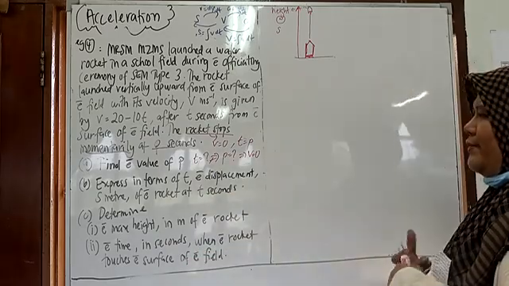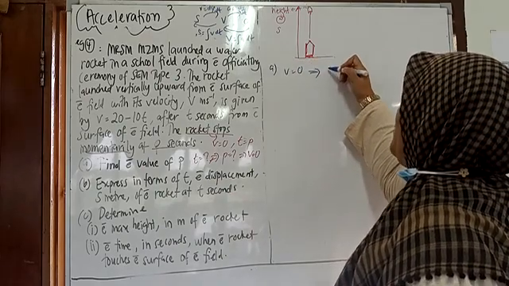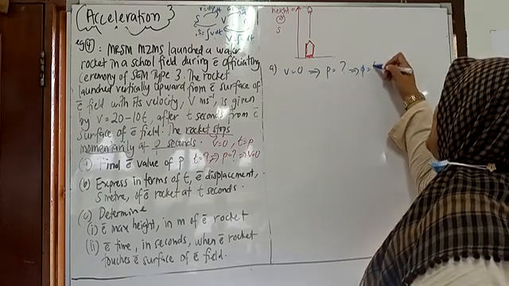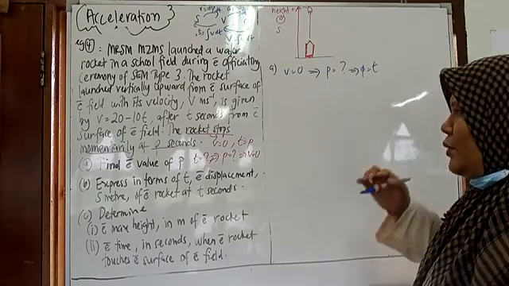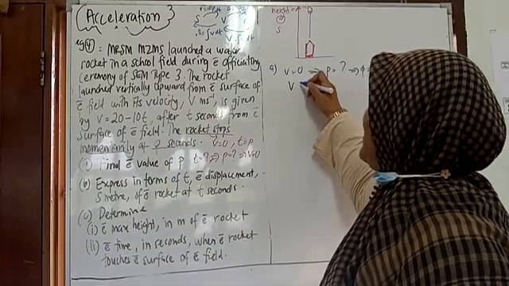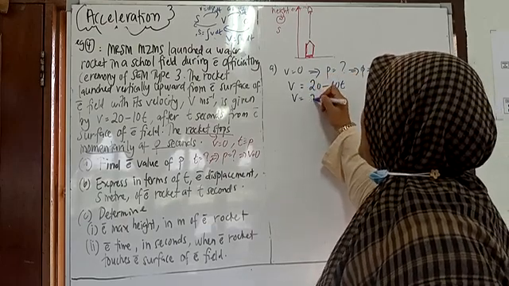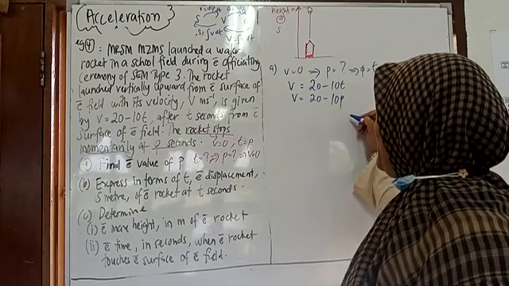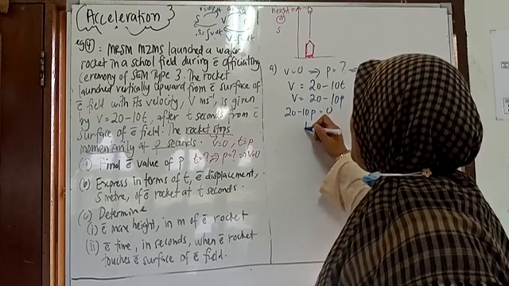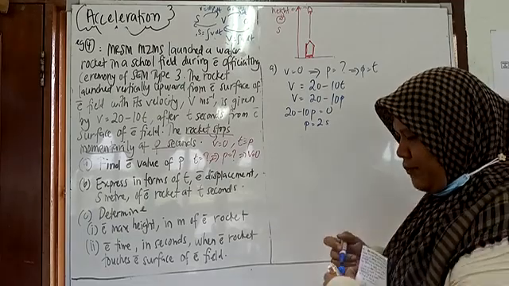So let's see part A. When v equals 0, what will be the value of p, in which p is the time. We have our velocity function, so it's easy. v equals 20 minus 10t, or we can say v equals 20 minus 10p. So 20 minus 10p equals 0. That means p equals 2 seconds. So it's a simple question.